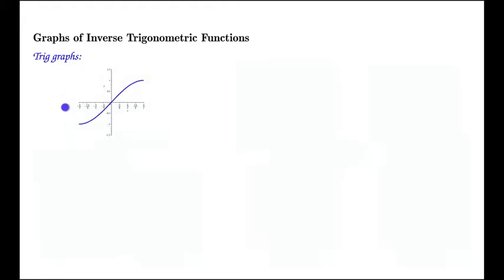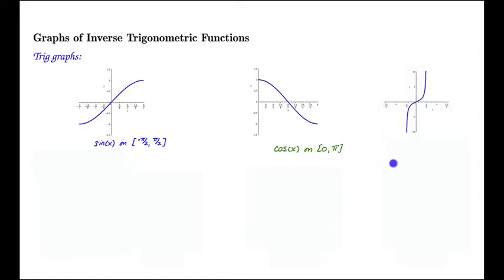We'll look at the sine of x on minus pi over 2 to pi over 2, including the endpoints, the cosine of x on 0 to pi, again including the endpoints, and the tangent of x from minus pi over 2 to pi over 2, where we have vertical asymptotes at minus pi over 2 and pi over 2.